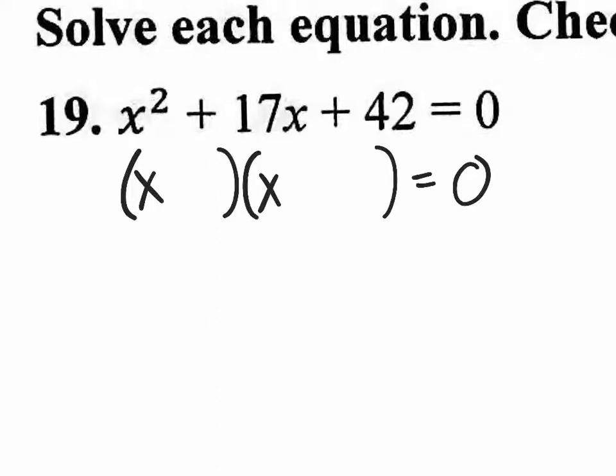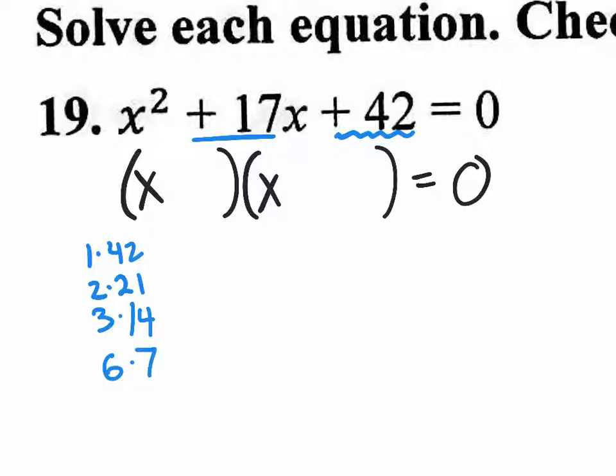So let's think, what times what is 42 that if I combine together gives me 17? Well, let's make a list if we don't see it right off the bat. 1 times 42, 2 times 21, 3 times 14, and I did that with the calculator. 4 doesn't work, 5, 6. 6 times 7 gives me 42, right? So that's about it, all the possible multiplication of two numbers that gives me 42. Now, which of those pair of numbers combines together to give me 17? 3 and 14. So you put positive 3, positive 14. Okay, so we factored it.